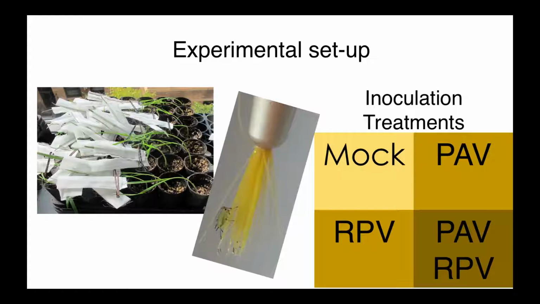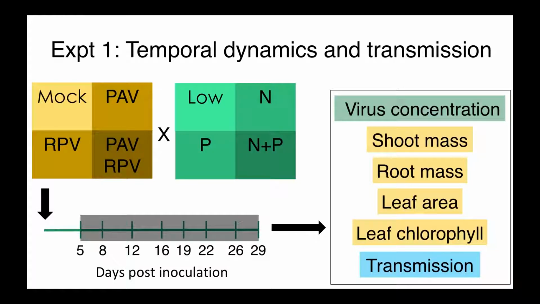And we did 2 experiments. In the first one, we had single infection, co-infection, or mock, and then at 8 different time points, we collected virus concentration data using qPCR, a variety of different plant metrics, and then we did transmission trials. So these infection treatments were crossed with the 4 nutrient treatments, and we took aphids, fed them on those plants at each of these times, and then fed them on another set of plants that were all grown in these nutrient treatments. So we could see how the nutrients of the source plant and the receiving plant affected transmission.